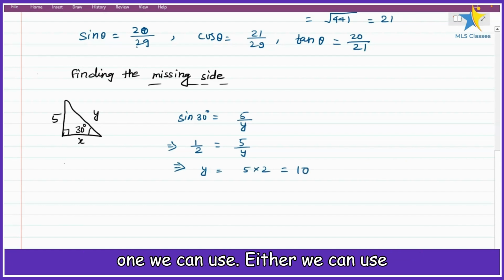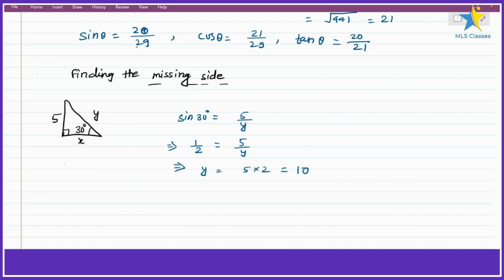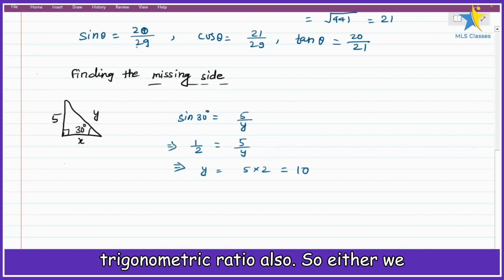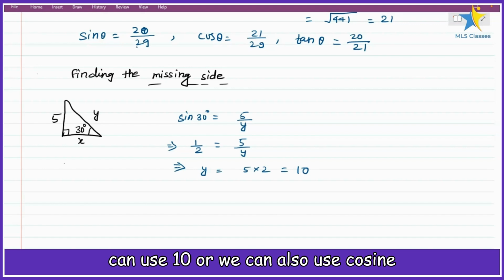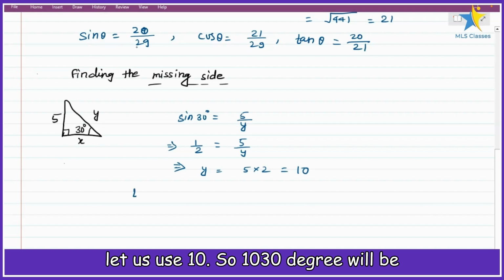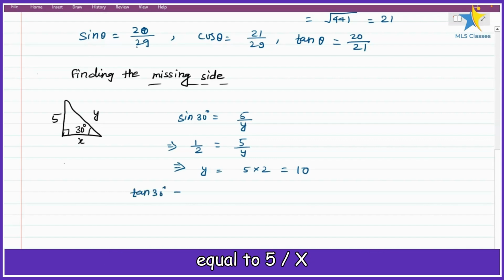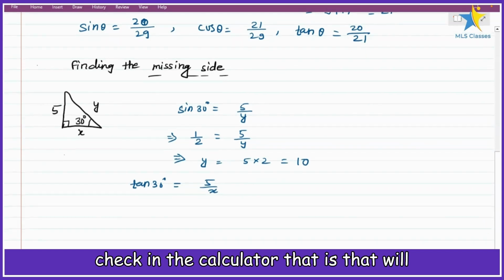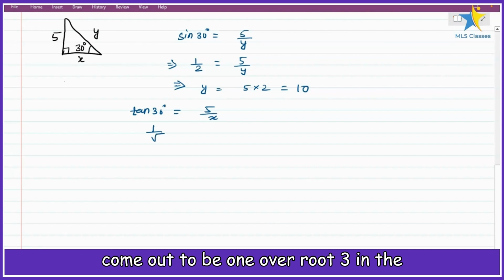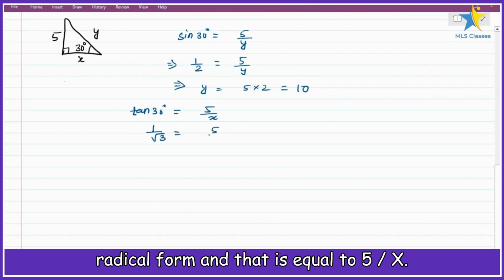Now for the third side, we can use either the Pythagorean theorem or a trigonometric ratio. We can also use cosine, because we have found the hypotenuse now. But let's use tan. So tan 30 degrees will be equal to 5 over x, and the value of tan 30 degrees, when you check in the calculator, comes out to be 1 over root 3 in radical form, and that is equal to 5 over x.